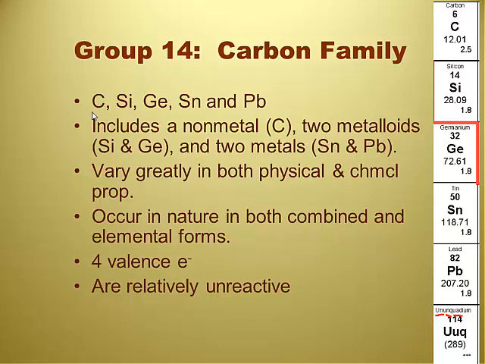But group 14 has carbon, silicon, germanium. Oh, you just said that, didn't you? Science is repetitious. It does include a nonmetal, carbon, 2 metalloids, silicon and germanium, and 2 metals, tin and lead. They vary greatly in both physical and chemical properties because there are 3 different types of elements there. They occur in nature both in combined and in elemental form, so they're both compounds and elements.